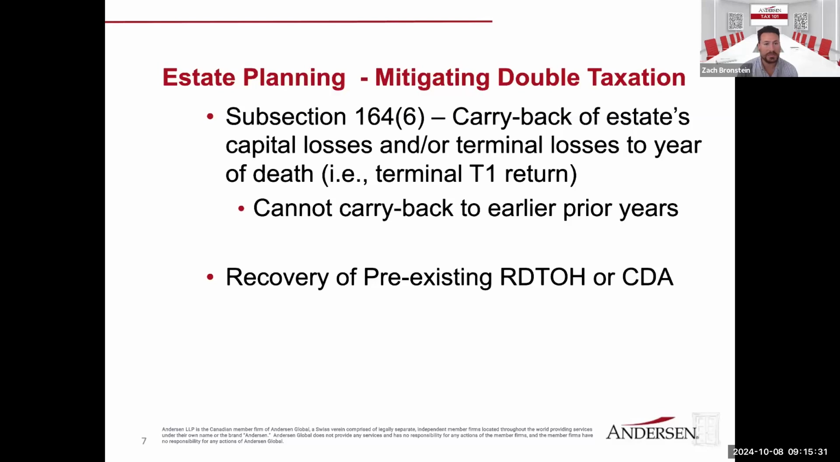I will also mention that these are just two planning points, and it is not a comprehensive list of estate planning tools that are available, but it offers an introduction to some of the estate planning tools that are available in the circumstances.